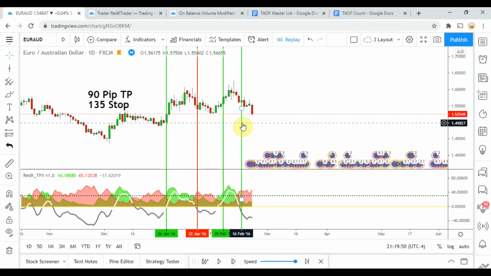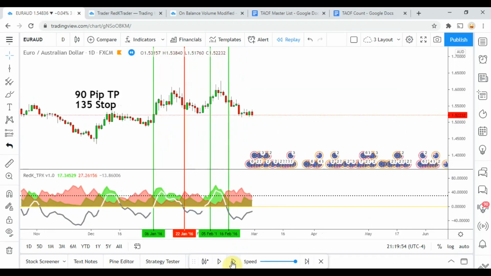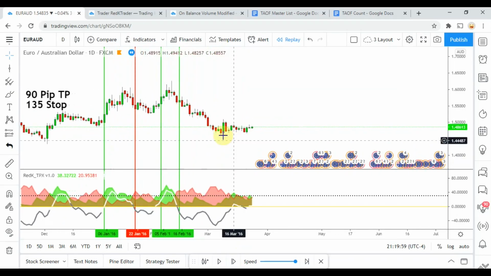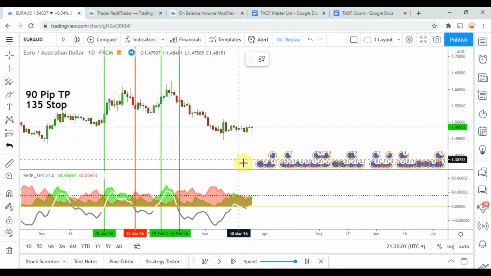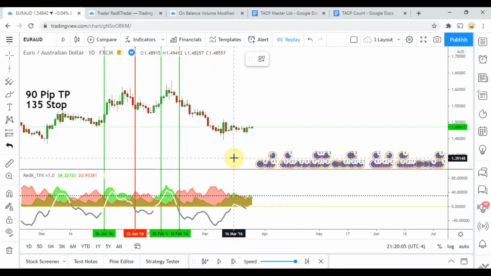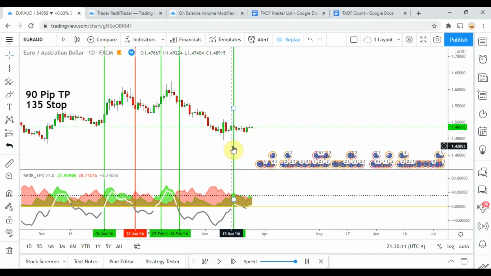So it switches to a short signal right here, and that one gets us to take profit rather nicely again. So doing pretty well. Let's see here. So looks like we flip into a long signal right here for just a moment before it starts to drop down underneath.